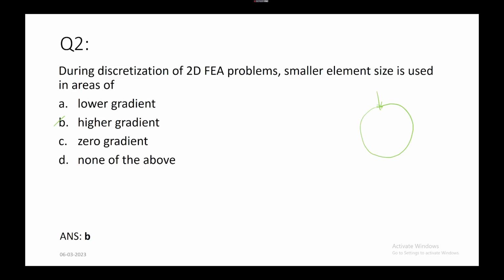So you can say that here the stresses will be high, but if you go towards the center here, the stresses will be low. So we have to use very small elements in this region, and as we go inward and inward, we can use larger elements. So at places of higher gradient, we need to use smaller element size. So this is the answer. Let us go to the next question.